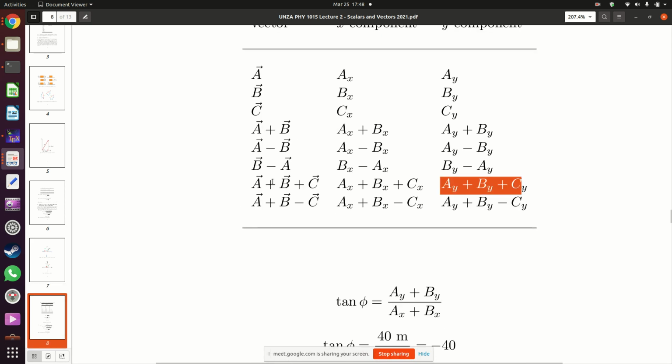You are not restricted to doing only addition of a lot of vectors. You can do a combination of addition, a plus b minus c. So in this case, again, this is going to give you a vector. So the vector a, how much is a plus b minus c along the x-axis? That is ax plus bx minus cx. Then how much is a plus b minus c along the y-axis? That is ay plus by minus cy.